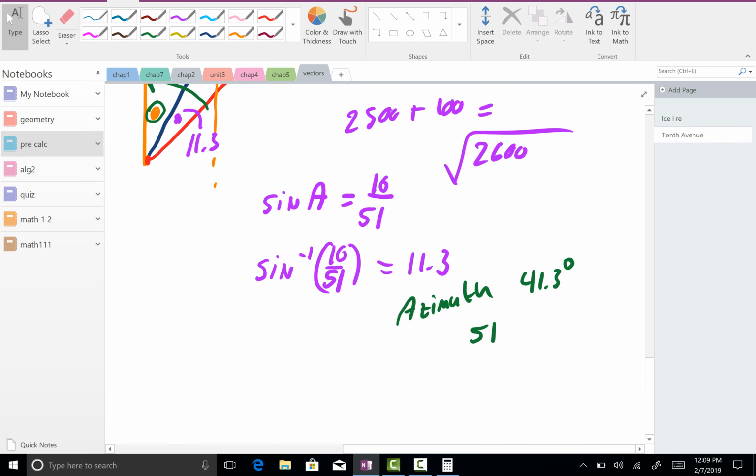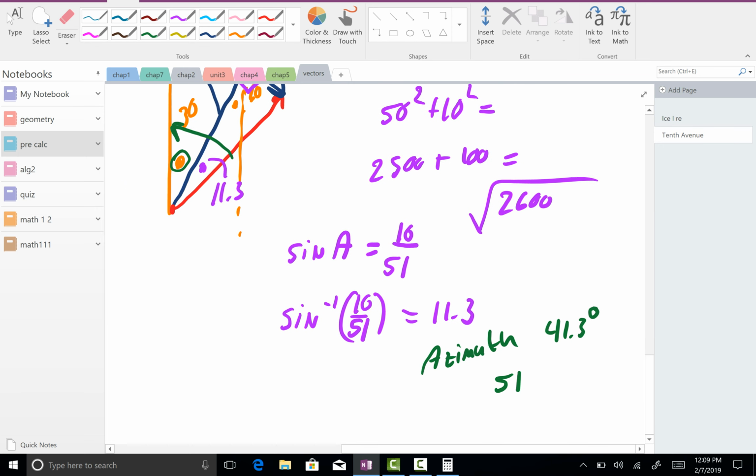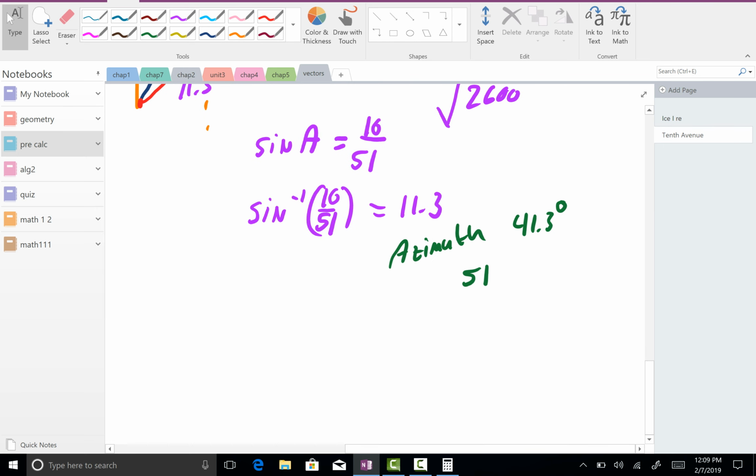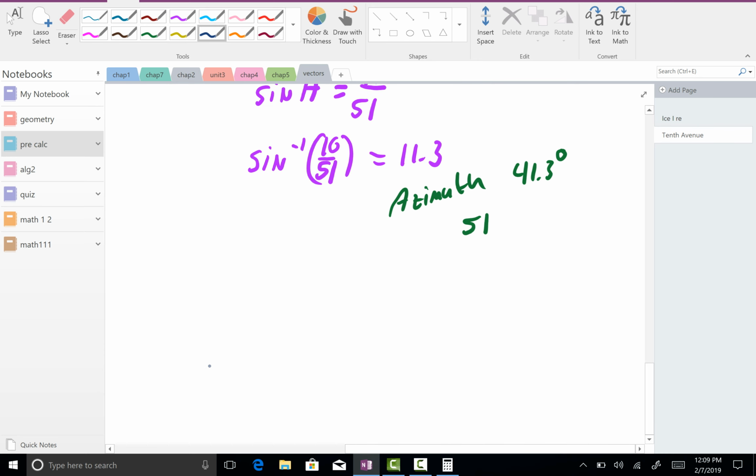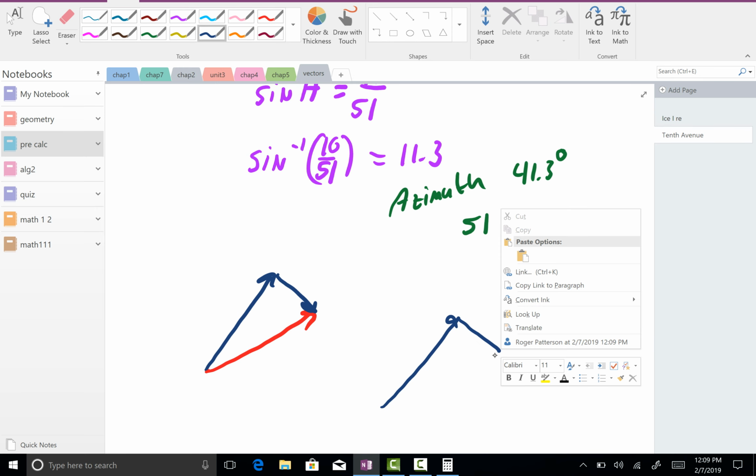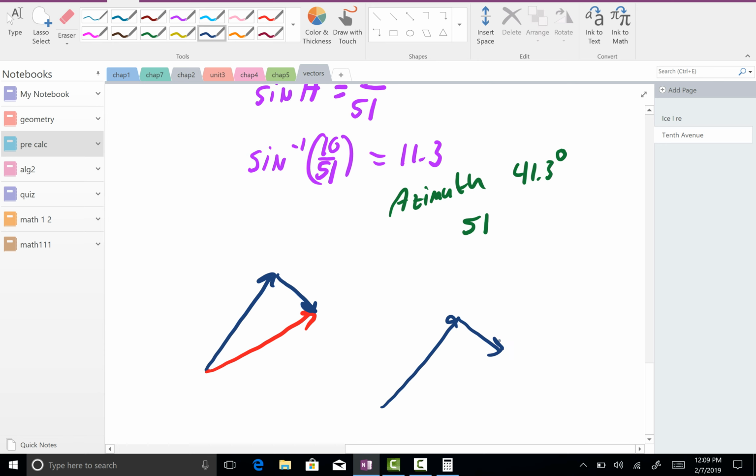So we have a magnitude of 51 units, whatever it was, and an azimuth of 41.3. But the key idea is that when you're adding vectors, you always add tip to tail, and then the resultant goes like that. Even if you have more vectors and you add them, your resultant is going to be wherever that last vector ends up. That's how you add them.